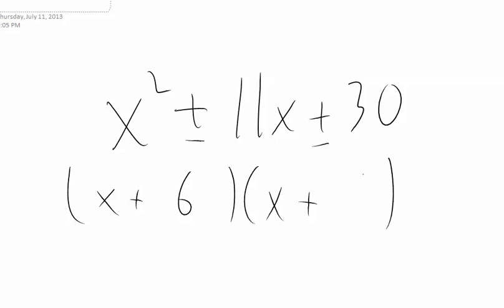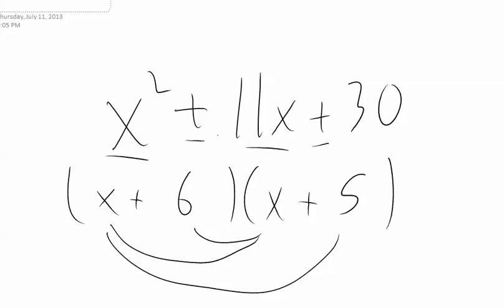So if I pick 6 and 5 here, let's see if that works. When I multiply this back, you're going to get x squared. Good. I get 6x plus 5x. That's 11x. And 6 times 5 is 30. This is great. This is all factored.